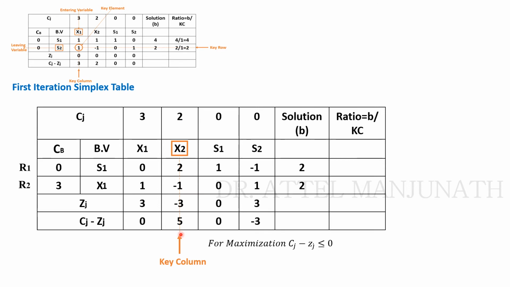Now this x2 variable will be the entering variable for the next iteration, and with this column you have to divide the solution so that you will get the ratio values. 2 by 2 you will get 1. Similarly 2 by minus 1 you will get minus 2. Hence here, when you take the lowest value, you should not consider the negative value, you have to consider the positive lowest value. Here the positive lowest value is 1, so this becomes the key row for this table.